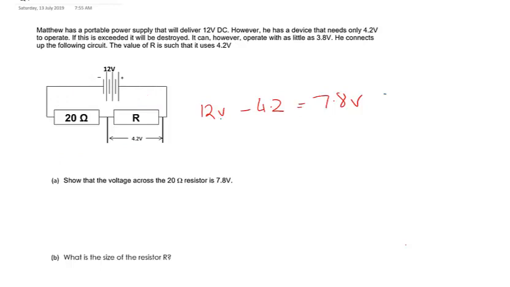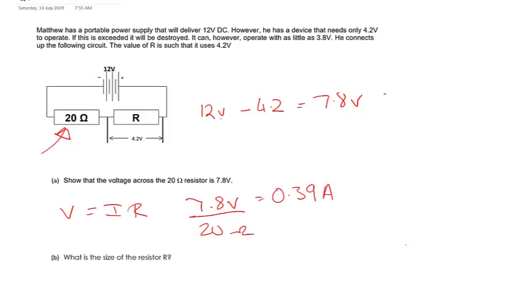Now, the current at every point in this circuit is going to be the same because it's a series circuit. That means if we work out the current going through this resistor, it's going to be the same as the current through that resistor. So using V equals IR, if we know that this voltage is 7.8 volts, we divide by 20 ohms, we get a current of 0.39 amps. Okay, so this is now working out the second one.